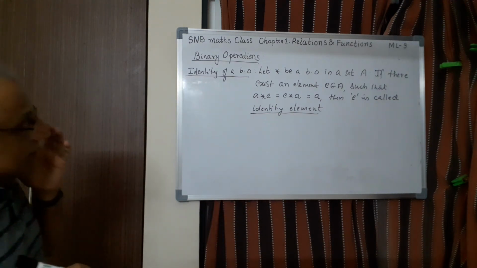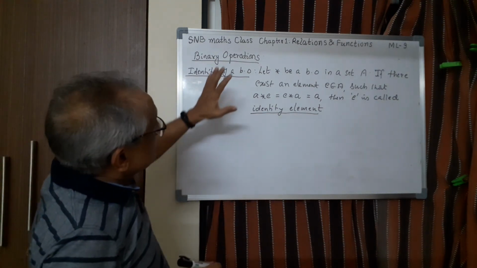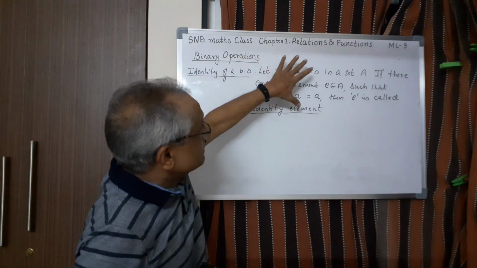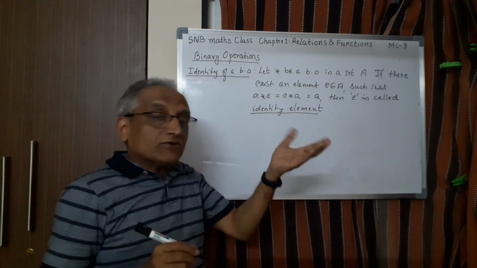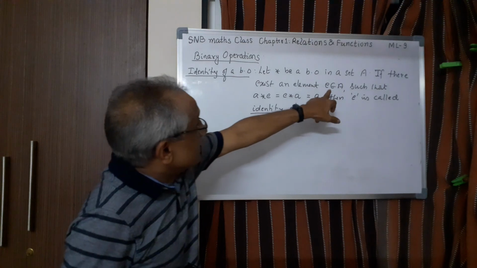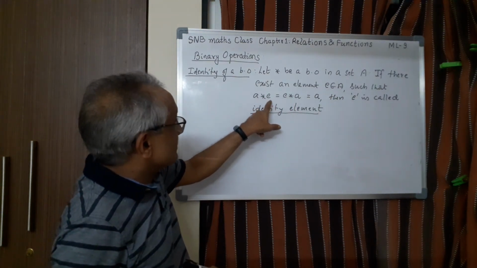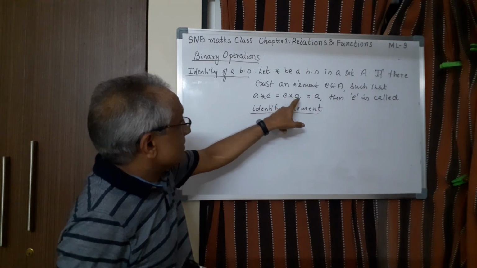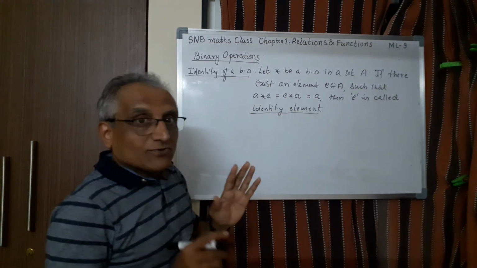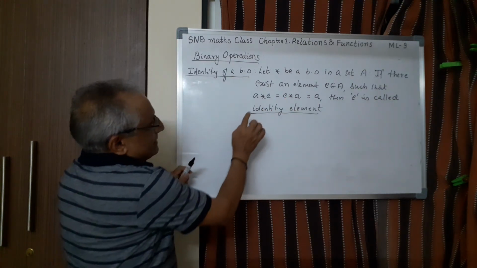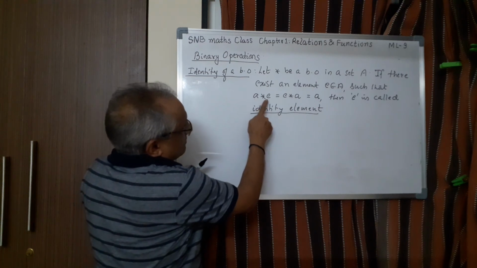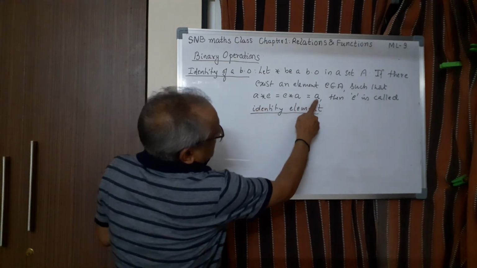As I made it very clear, sometimes what happens is the given operation may not be commutative. It may be or it may not be. But whenever the identity element exists, it should be commutative also. a star e must be equal to e star a must be equal to a. So please remember this concept. That means you are operating any element with e, you are getting the same element.